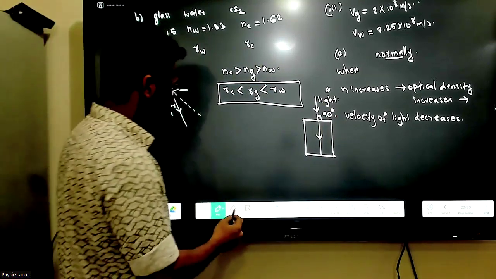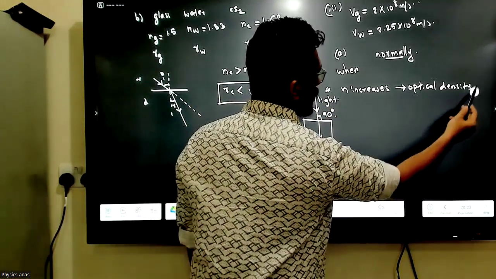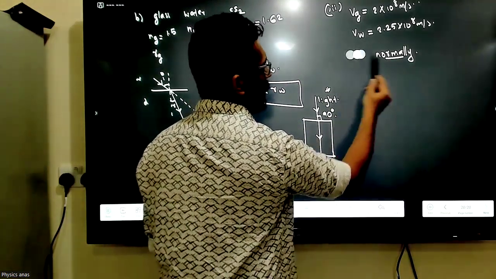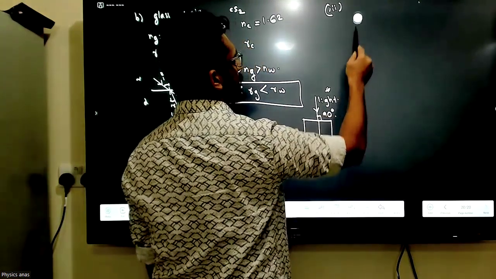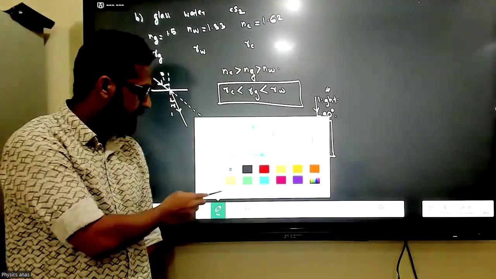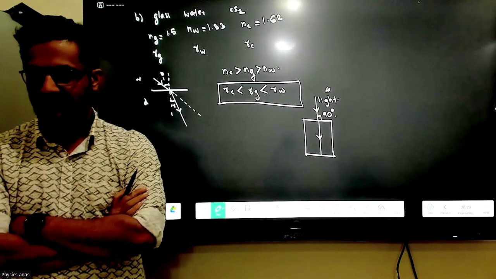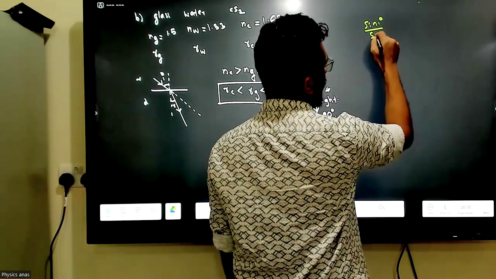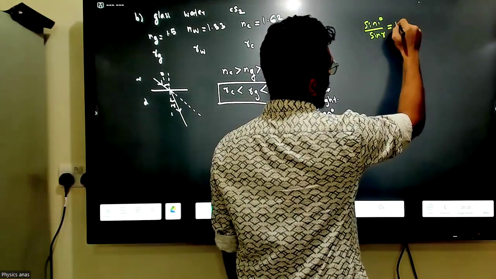Should I show you that with an equation? Do you want to understand that with the help of an equation? If it is coming normally, it will not bend. Can you prove that with the equation? That's very simple. What is Snell's law? Sin i by sin r is equal to a constant, right?